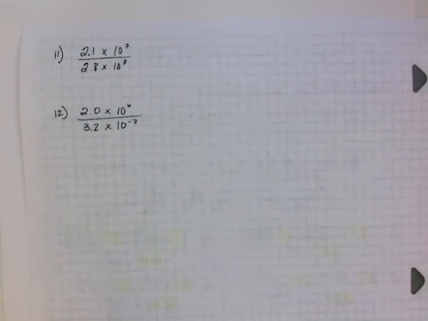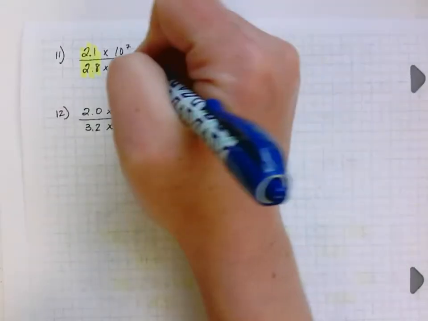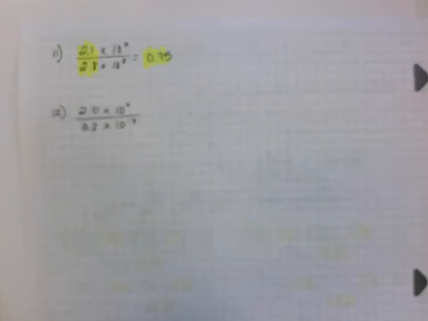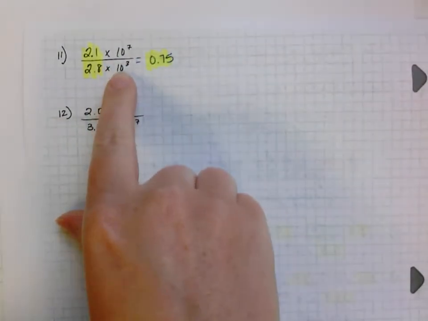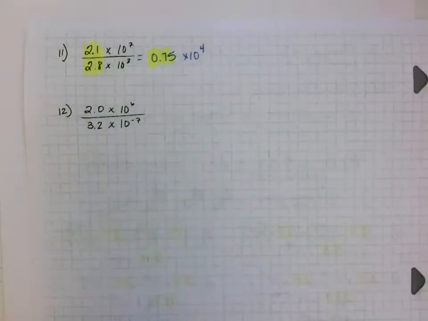And then our last two examples, in 11 and 12, we first need to look at our front numbers. So we get our 2.1 and our 2.8, and that will equal 0.75. And then when we look at our powers, we have 7 minus 3, so that will give me 10 to the 4th. Right now, these numbers are not in the proper form yet because 0.75 is too little.